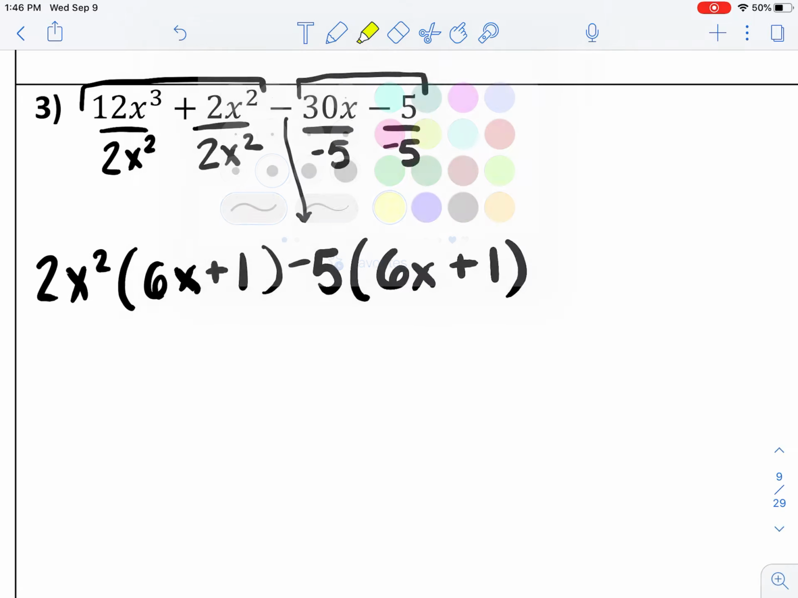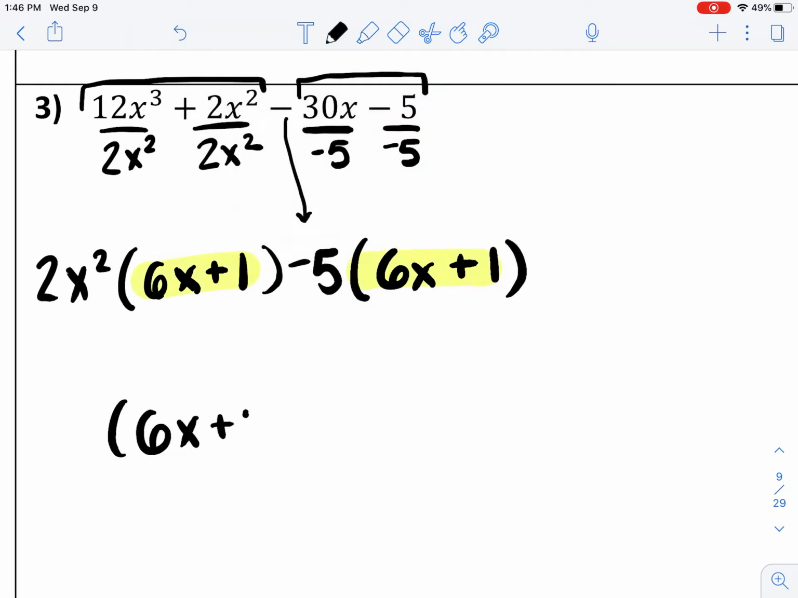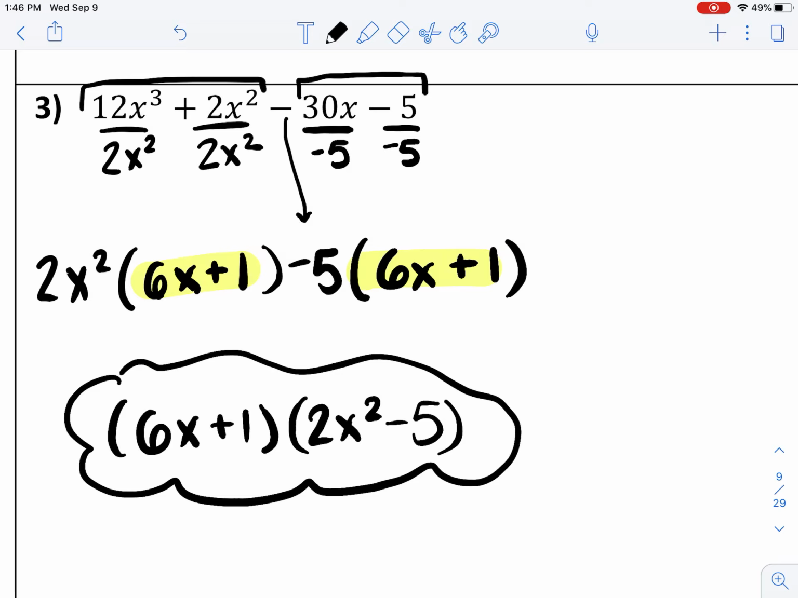And we have our matching parentheses, so I can factor that out. So I pull out the 6x plus 1, and I'm left over with 2x squared minus 5. And that's our answer.